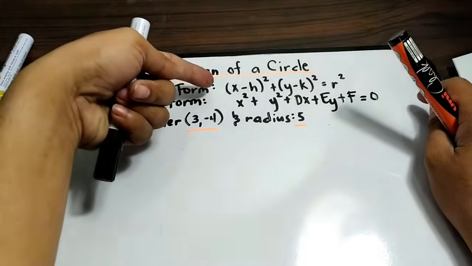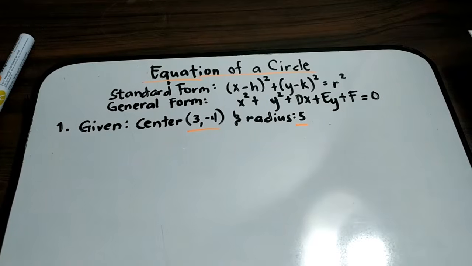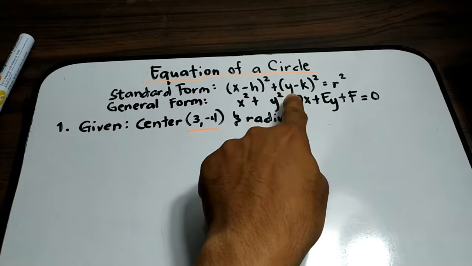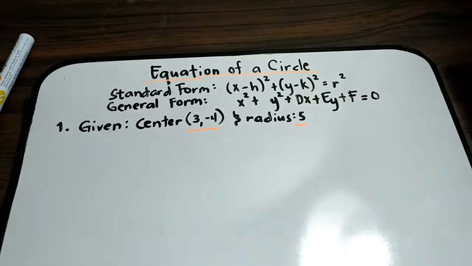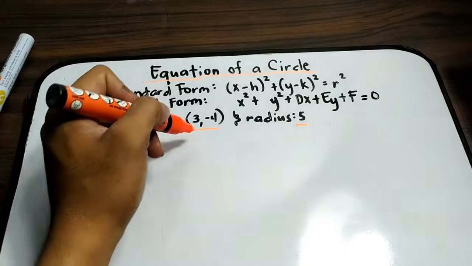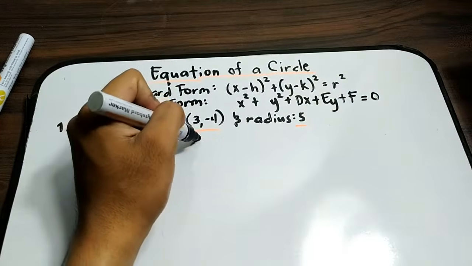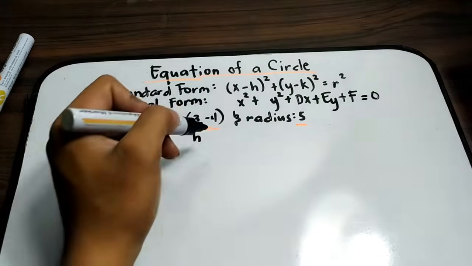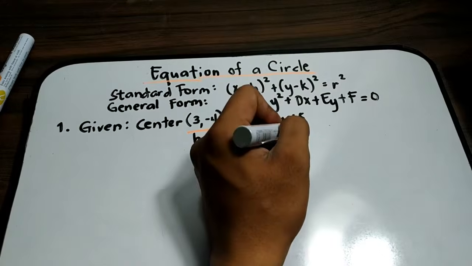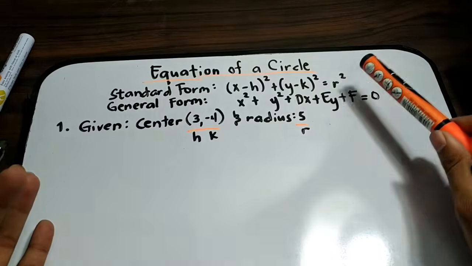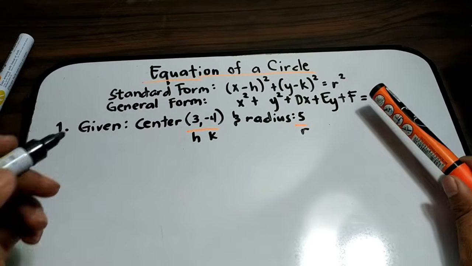Using this pattern or this form, we have the quantity of x minus h squared plus the quantity of y minus k squared is equal to r squared. We need to substitute the values of h, k, and r. This is your h. This is your k. And this is your r. We need to substitute these values into the given form.